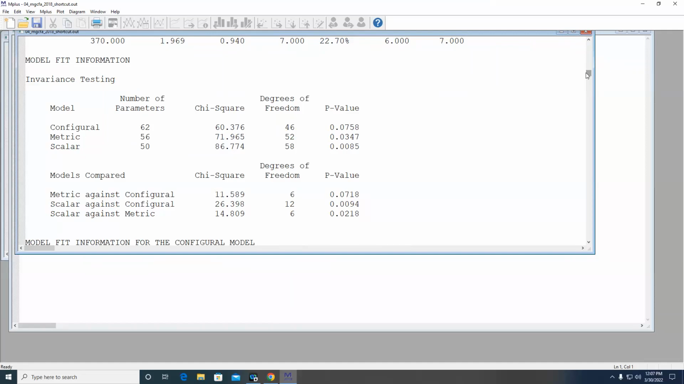Scalar against configural, you can see that chi-square difference is 26.398 with 12 degrees of freedom. That p-value is statistically significant. We would favor the configural against the scalar, right? And then scalar against metric, it's 14.809 with 6 degrees of freedom. And there we would favor the metric against the scalar, right? So it's kind of nice because it gives you all of those tables there. It's kind of a nice little shortcut, but again, it doesn't always work because you can't always do everything.